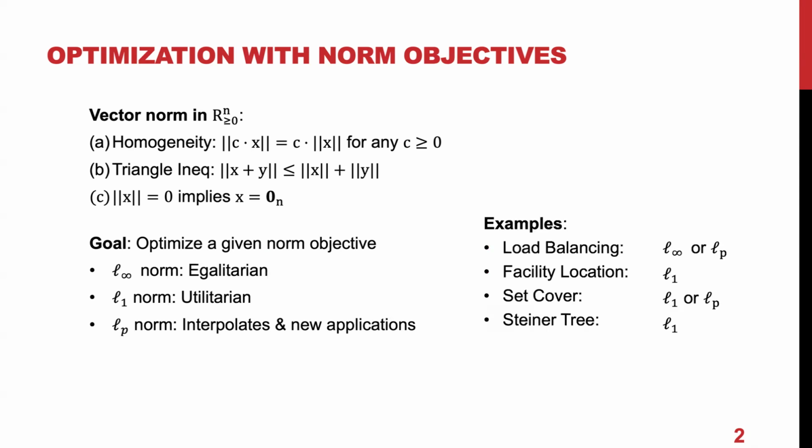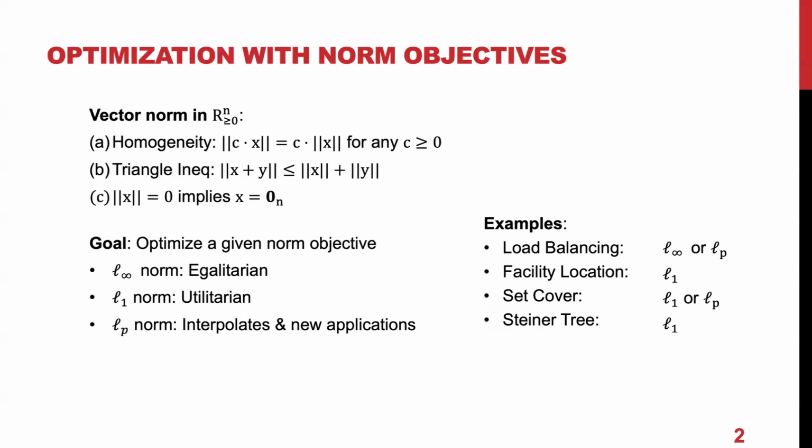But besides continuous optimization problems, you can often write many discrete optimization problems in terms of norm objectives as well. Some problems include load balancing, where you have jobs being assigned to machines, and you want to minimize maybe the load on the maximum machine. So L infinity norm or Lp norm objectives. Also facility location, connection cost, set cover, and so on. Some of these problems I'll talk about later as well. But many of these optimization problems can be studied for norm objectives.